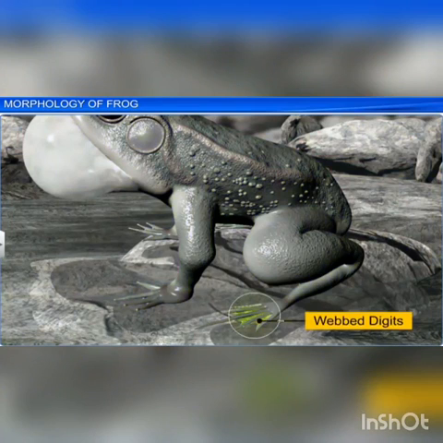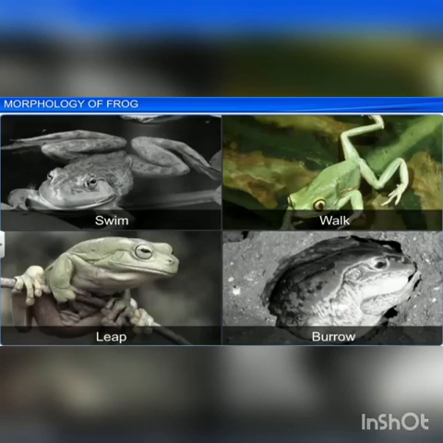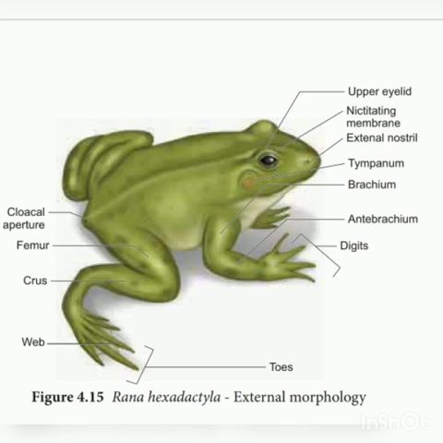The foot bears 5 long webbed toes and one small spot called the sixth toe. So it has 6 toes, and so they are called hexadactyla. These are the adaptations for leaping and swimming. When the animal is at rest, the hind limbs are kept folded in the form of a letter Z.